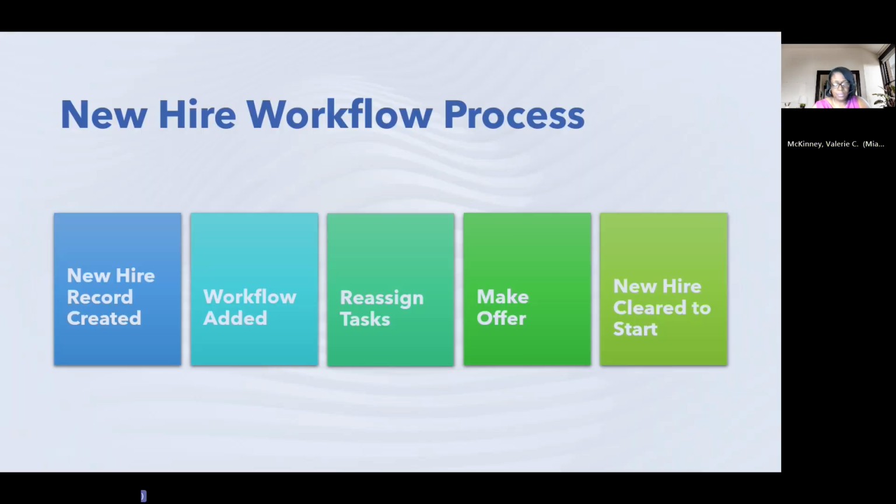Okay, thank you, Valerie. So now we will briefly go over the new hire workflow process. Of course, we start with creating the new hire record. The workflow is assigned based on the new hire and position. The tasks are then reassigned as applicable to onboarding staff and partners. The new hire receives the offer and is provided instructions for accepting the offer, and then the specialist sends the tentative offer notification. And once the new hire is cleared to start, the official offer notification is sent.